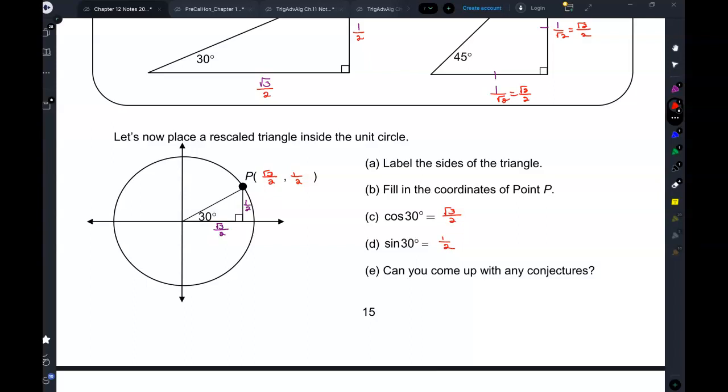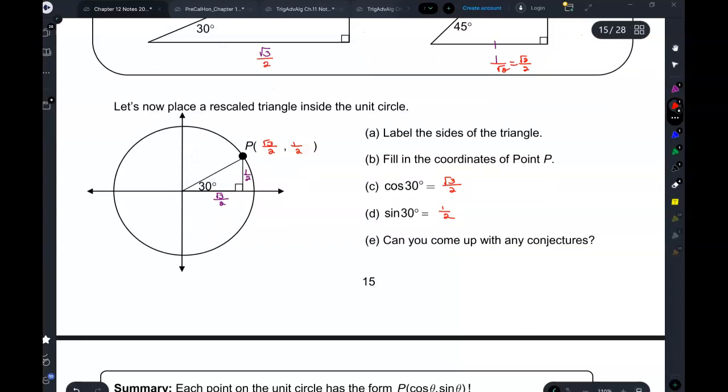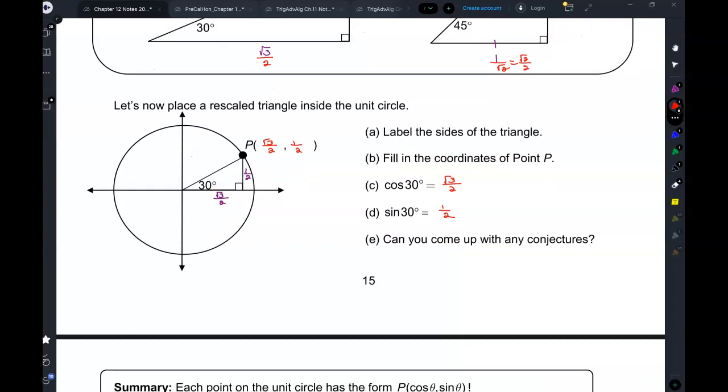Can we come up with any conjectures here as far as the coordinates of these are concerned? What are these coordinates? Where do they come from? What is the x-coordinate, for example? Right, the x-coordinate here is the cosine of 30. The y-coordinate is the sine of 30.